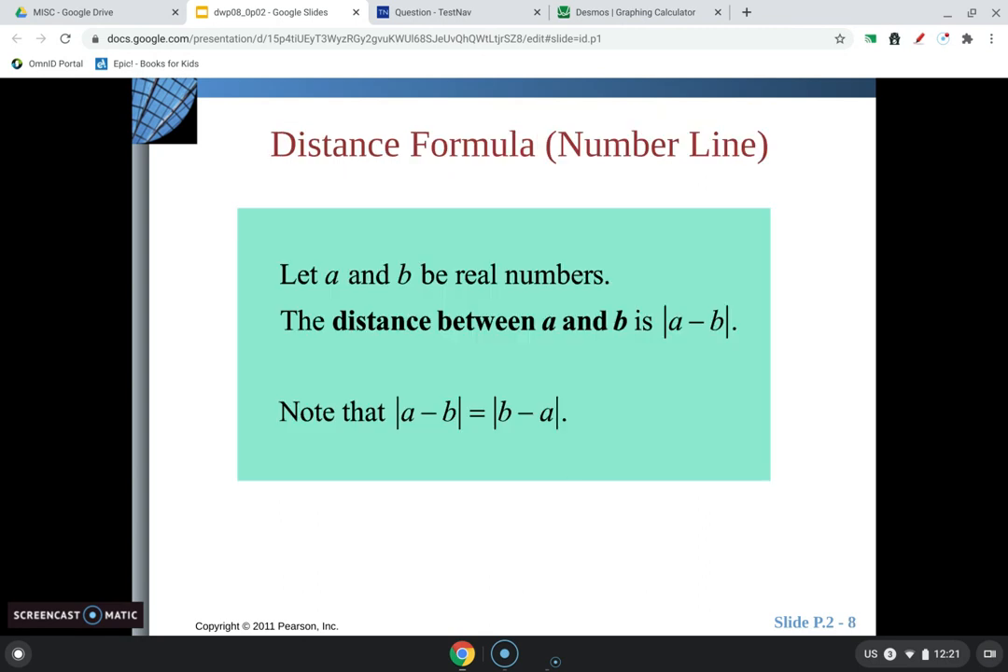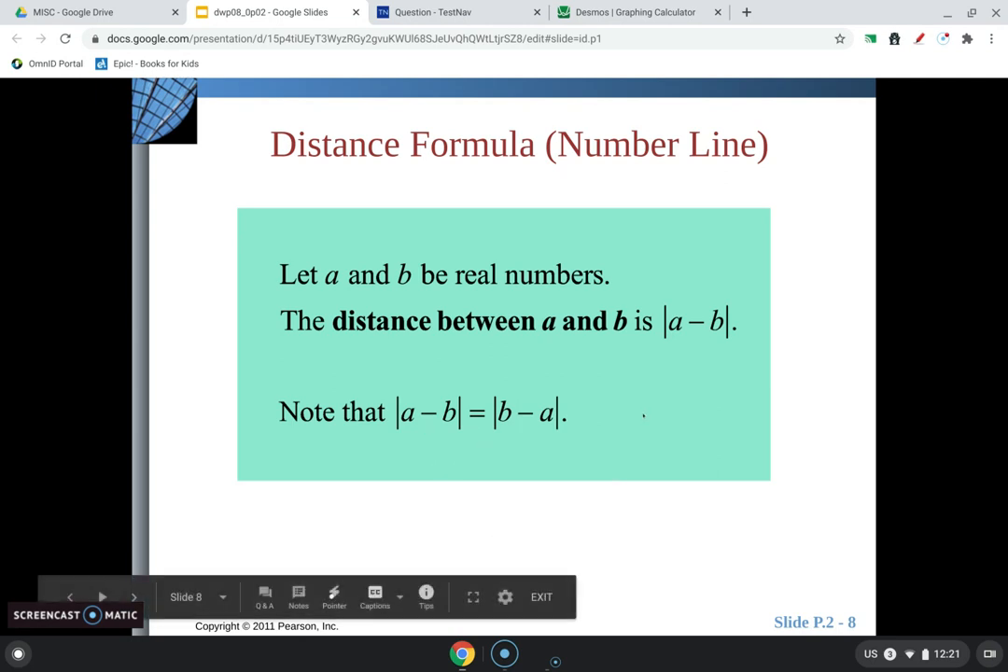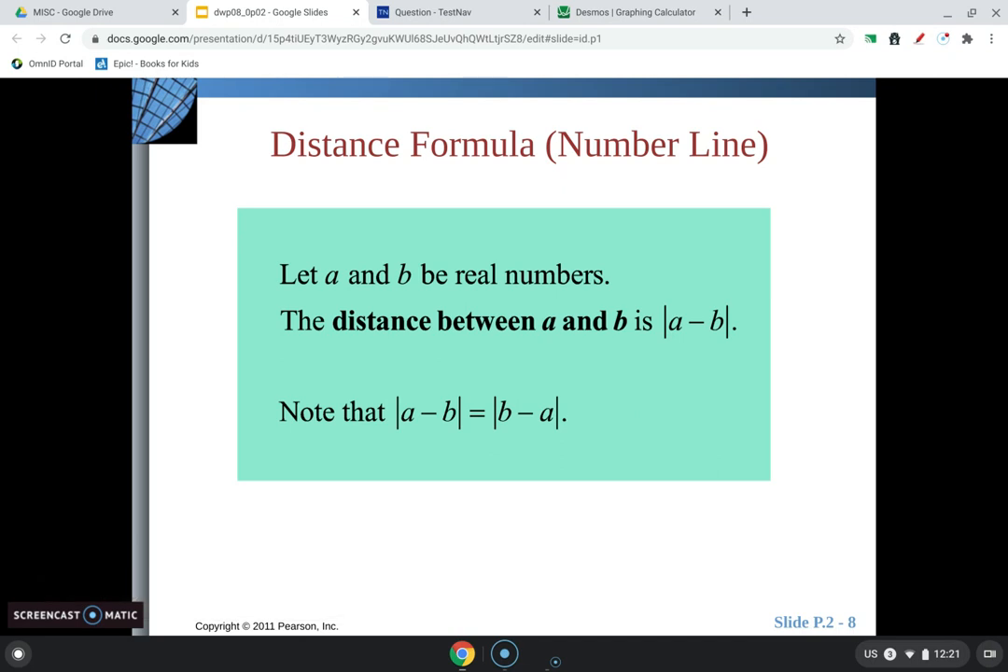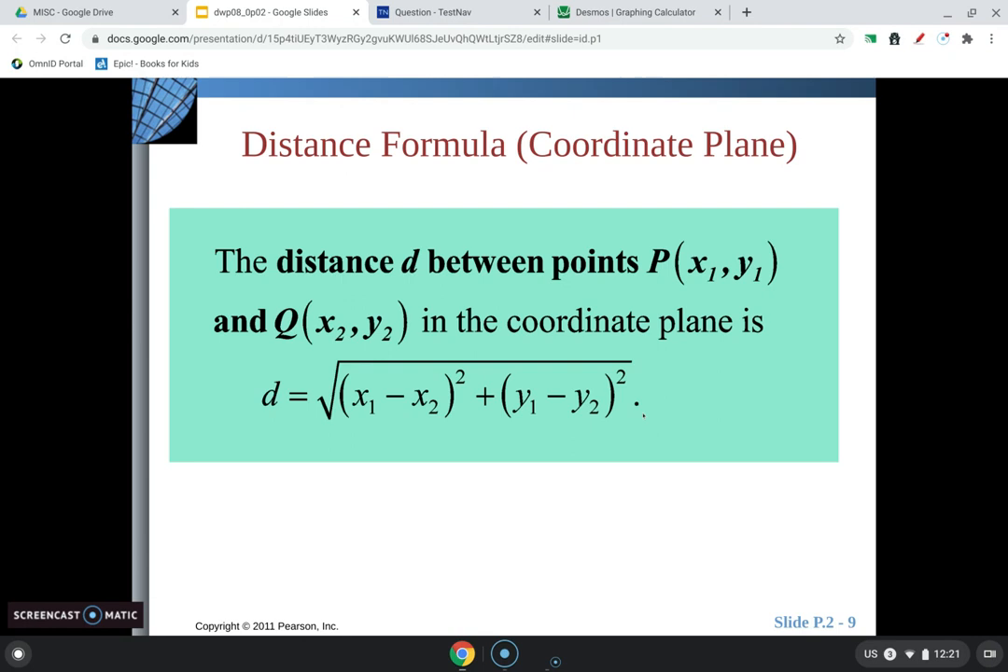All right, distance formula. Remember, the distance on a number line, you can just count. Remember, a minus b is the same thing as b minus a when you take the absolute value. 1 to 3 is 2. 3 to 1 is still 2 for the distance. The distance in the coordinate plane, remember, is change in x squared plus change in y squared.